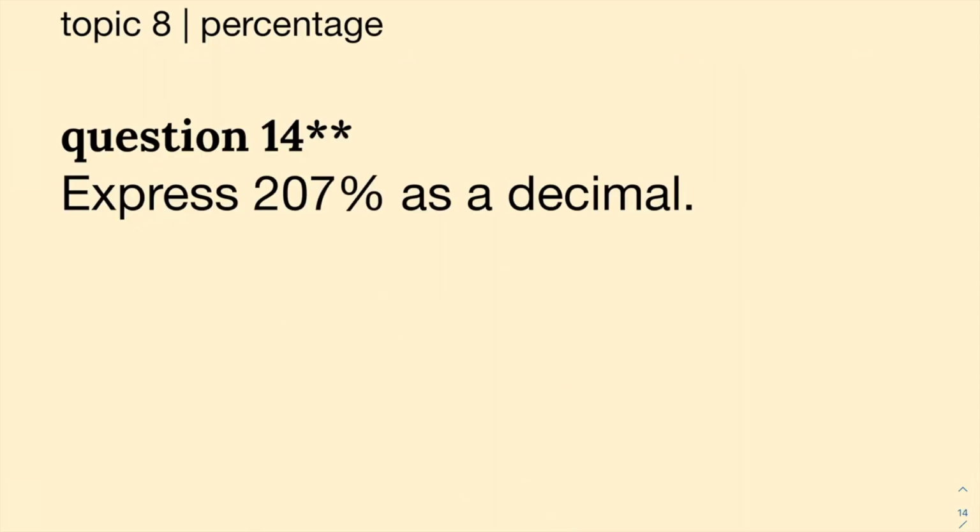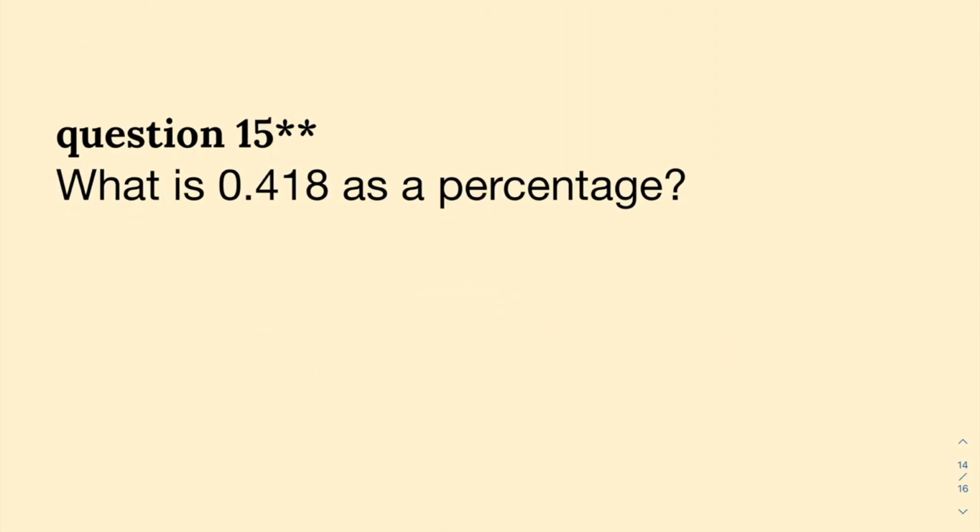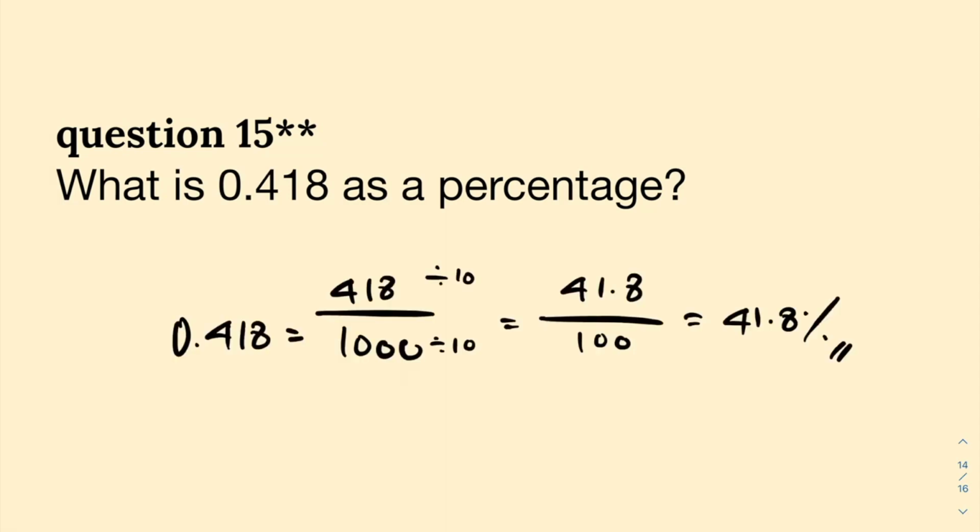207% as a decimal. So write 207 out of 100 and move the decimal point 2 spaces to the left, 1, 2, and you get 2.07 as a decimal. 0.418 as a percentage. Well, with that decimal, convert it to a fraction, 418 over 1,000, and then realize that we can turn it into a percentage by having 100 for the denominator. And how do we do that? We divide by 10, top and bottom. So that's 41.8 over 100, that's 41.8%.